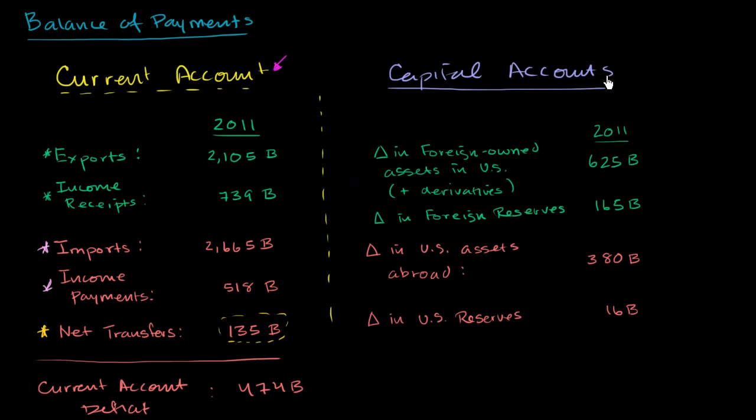Now, when we look at the capital account in this video right over here, and I wrote capital accounts, there should be an S right there. When we look at the capital account, we'll look at other reasons why we might have inflows or outflows of payments.